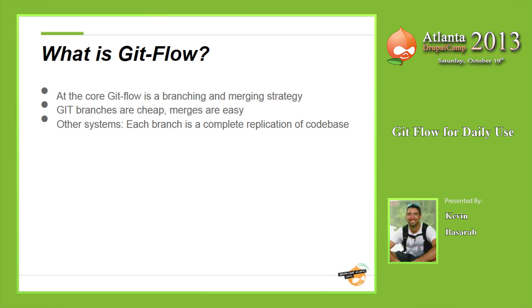Git branches are cheap and merges are easy. There's a joke in there if you want to go for it, but Git branches are really cheap and easy, and you have this ability to do constant branching and merging between things because of that strategy. Where this comes from is that in other systems, each branch is a complete replication of the code base. The example I like to use all the time of this is Subversion. It's a total replication of the code base whenever you do a branch or a tag, and that makes a really difficult process for when you want to create a new branch. You have to do that duplication. You're taking up a lot of storage space and things of that nature.